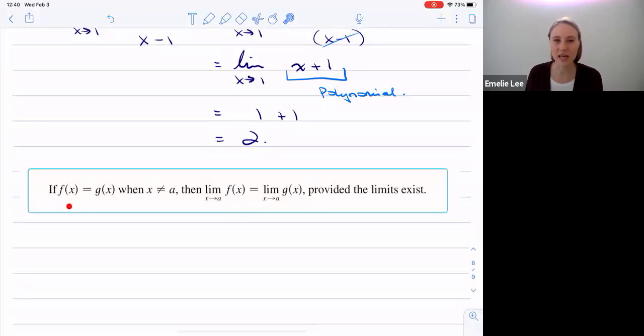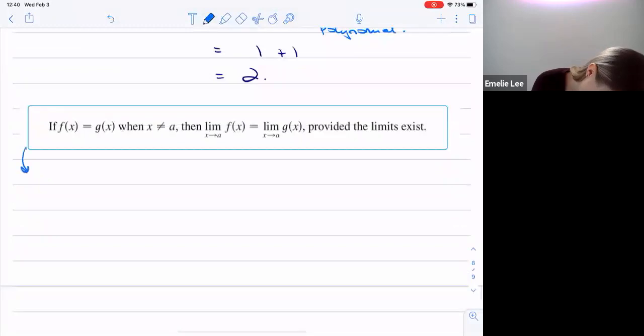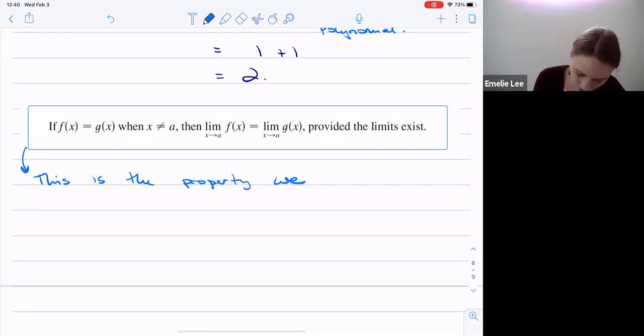So essentially what it's saying, and this is what we used already, is that if I can rewrite a function into another function, so they're the same when x is not equal to a, then the limits of these two things are going to be the same. So this is the property, and I guess I should have put this property above, but this is the property we used above.